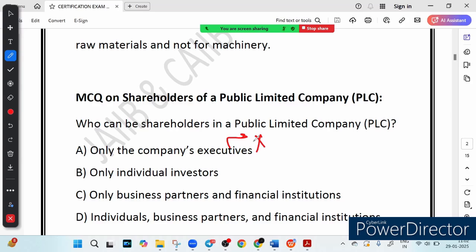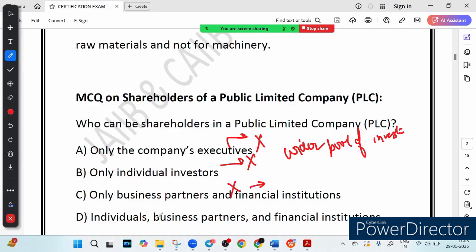a public company, right? Now the next option says only individual investors. This is also incorrect, because individual investors can buy shares. Public companies welcome a wider pool of investors. Now option C says that only business partners and financial institutions. Again, this is incorrect. Why? Because business partners and financial institutions can invest, but they are not the only ones who can.